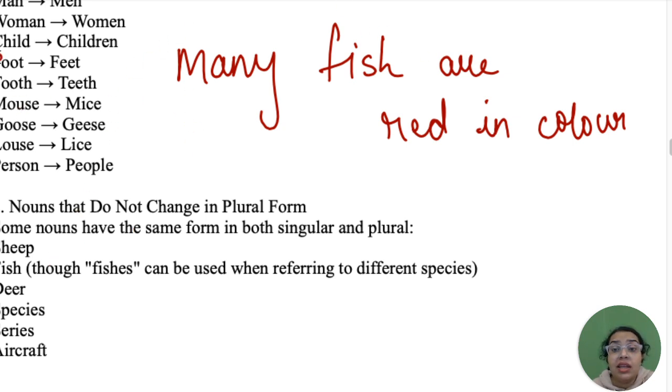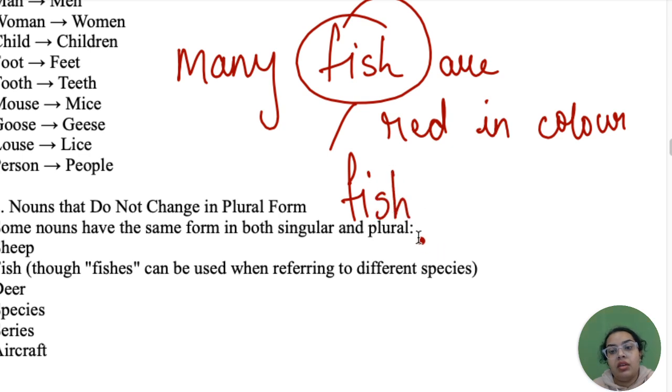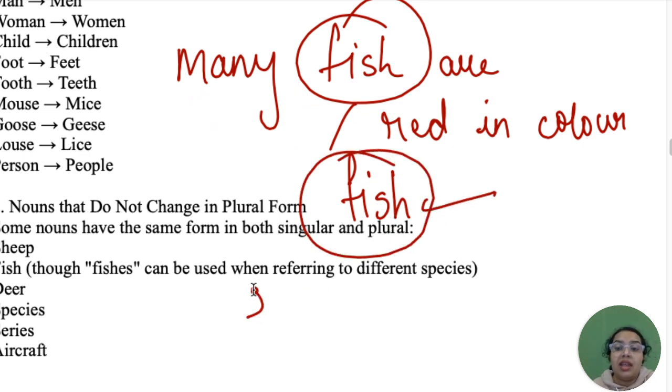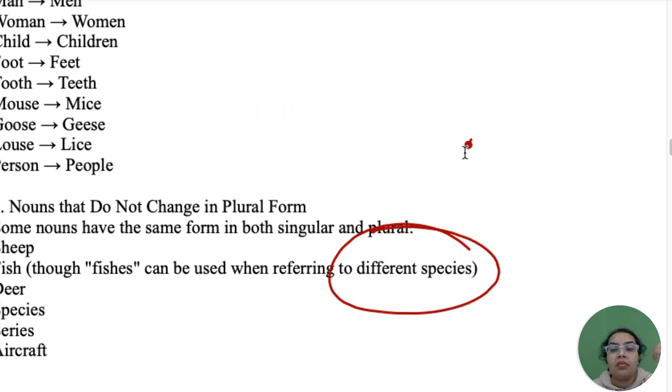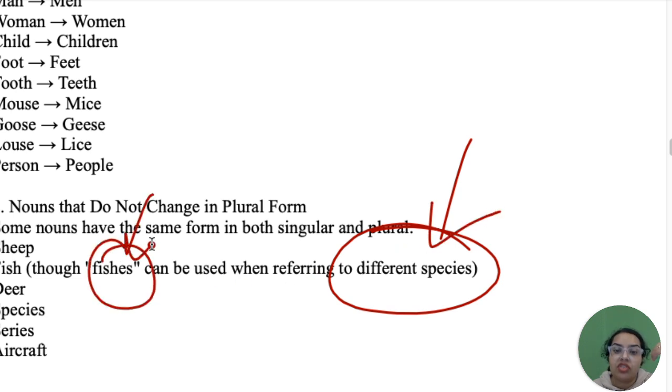Many students will instantly go and change this word to fishes. Why? Fish itself is plural as well. If you're talking about one fish, it is fish. If you're talking about thousands of fish, you can use the word fish. There is a word that exists which is fishes, and it means when we are referring to different species. One is a whale, one is a shark, one is that tiny fish that we keep in an aquarium, one is a swordfish. So if I'm talking about fish coming from different species, then I'm going to use the word fishes.